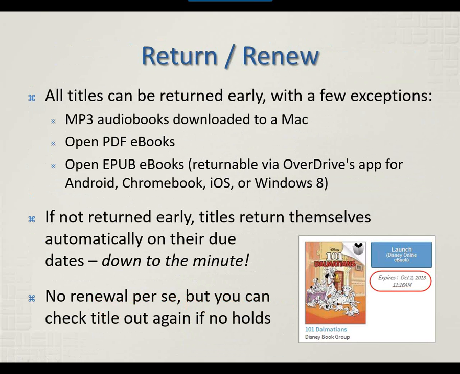If books are not returned early by the patrons, they will return themselves automatically on their due date down to the minute. And I have a little screenshot showing you, I think up until when you've got several days left, it will say it expires in 1 day, expires in 2 days. Once you get to the specific day on which it expires, I believe you do get a down-to-the-minute countdown. That's important because sometimes patrons think they have the whole day. They think, okay, well, it's due tomorrow, but I have all day to read it. Well, that may not be true. It's going to depend on what time they originally checked the book out, 2 weeks ago or 3 weeks ago. That's going to determine when it suddenly is no longer available in their collection.